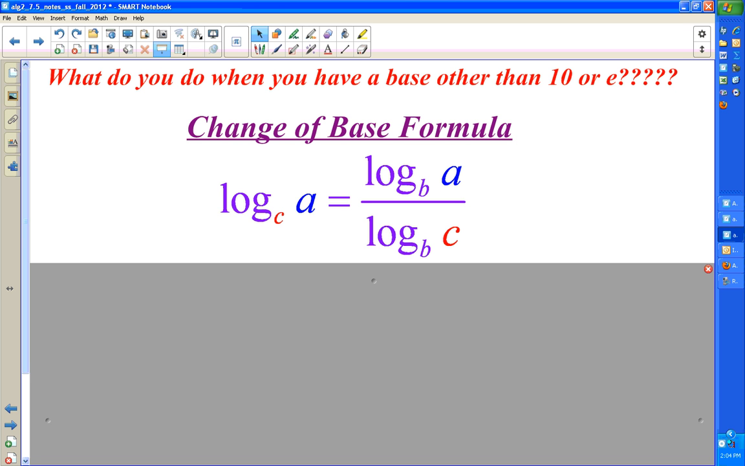What's your favorite base? 5. Really? 10. Well, you need to have a favorite base. And it should be one of two numbers. 36. Or, what's your other choice, Andy?